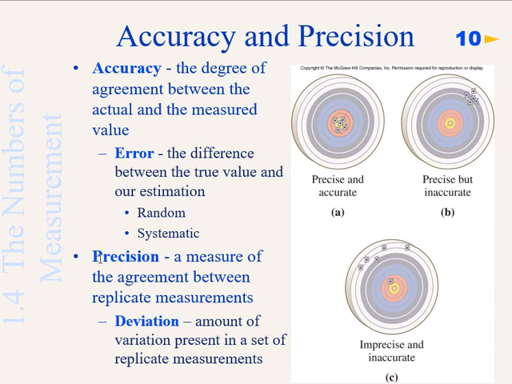Now, precision, on the other hand, is a measure of the agreement between the replicate measurements. What does that mean? For precision, look at part B here. Clearly, we are not hitting the center of the bullseye, which means we are not accurate. But look where we are hitting. While we are not accurate, all of our darts are bunched close together. We are precisely hitting this one spot. We have very good precision. We say we are inaccurate but precise.